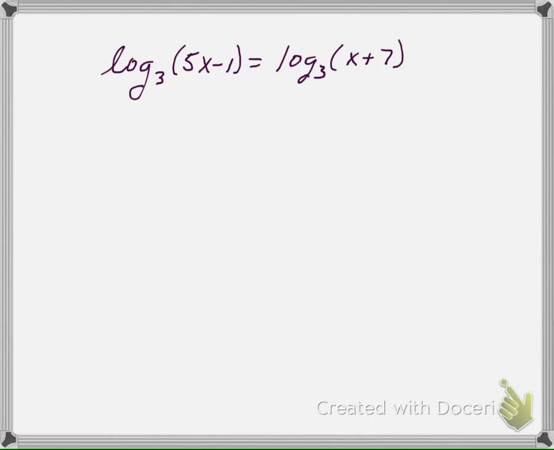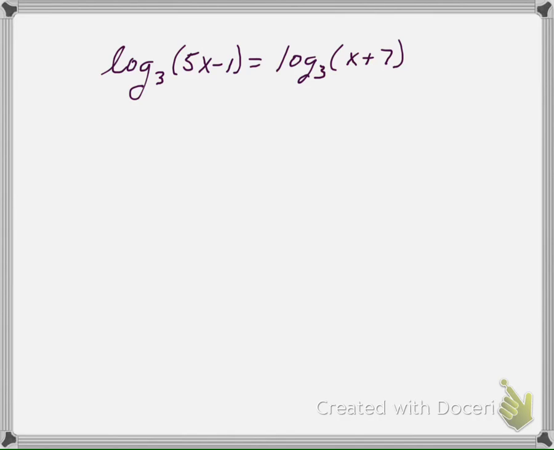All right, this first log problem does not happen often. I'll tell you that right now. So here we have a log with base 3, 5x minus 1, equals another log, base 3, x plus 7. This is an example of a log problem I like to call the category of rejoice and be glad, because it hardly ever happens, but when it does, rejoice and be glad because it's so simple.